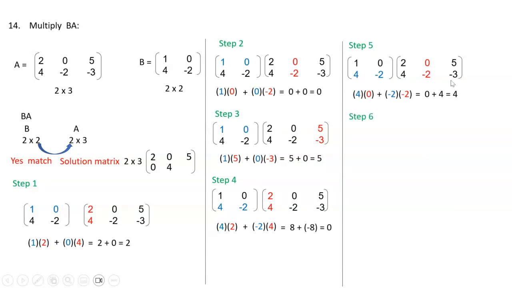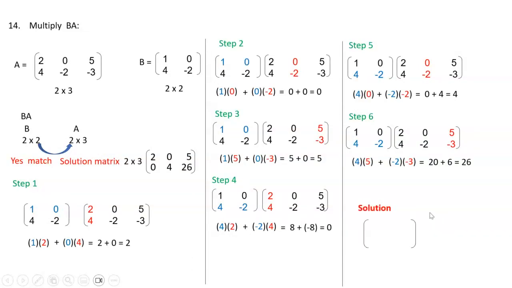Now finally, we have one more column to multiply by. So it's going to be the second row times the third column. So 4 times 5 plus negative 2 times negative 3 is going to give us 20 plus 6. The answer is 26. So there's my solution. The answer will be 2, 0, 5, 0, 4, 26.